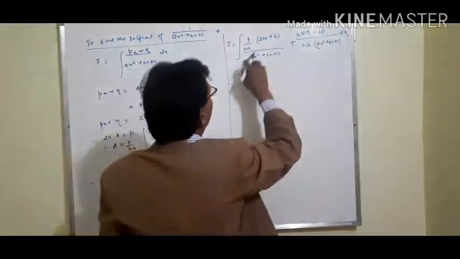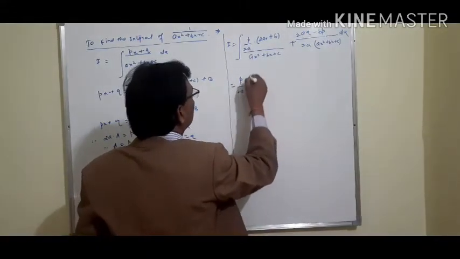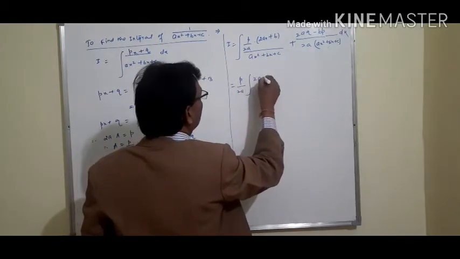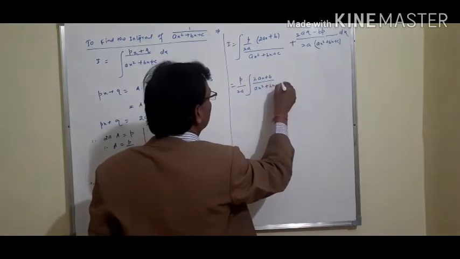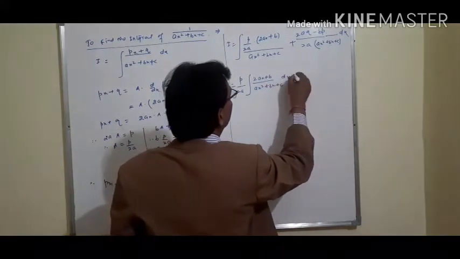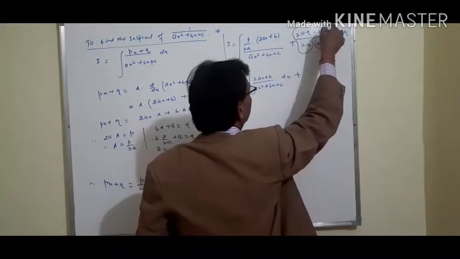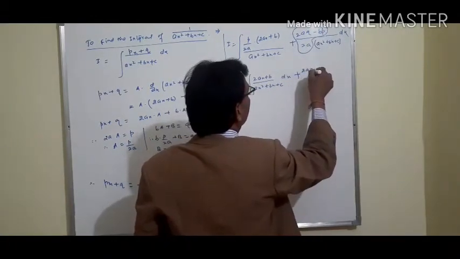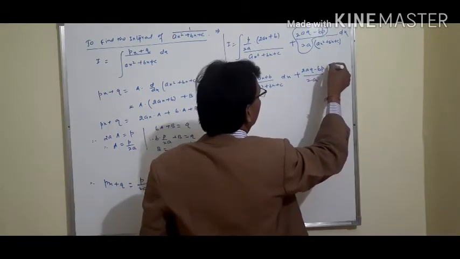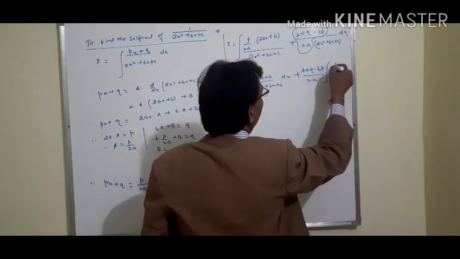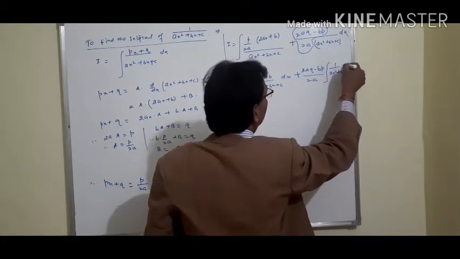Now from here we take as a constant p upon 2a, integration of (2ax + b) whole upon (ax² + bx + c) into dx, plus this whole as a constant, that means (2aq minus bp) whole upon 2a, integration of 1 upon (ax² + bx + c) into dx.